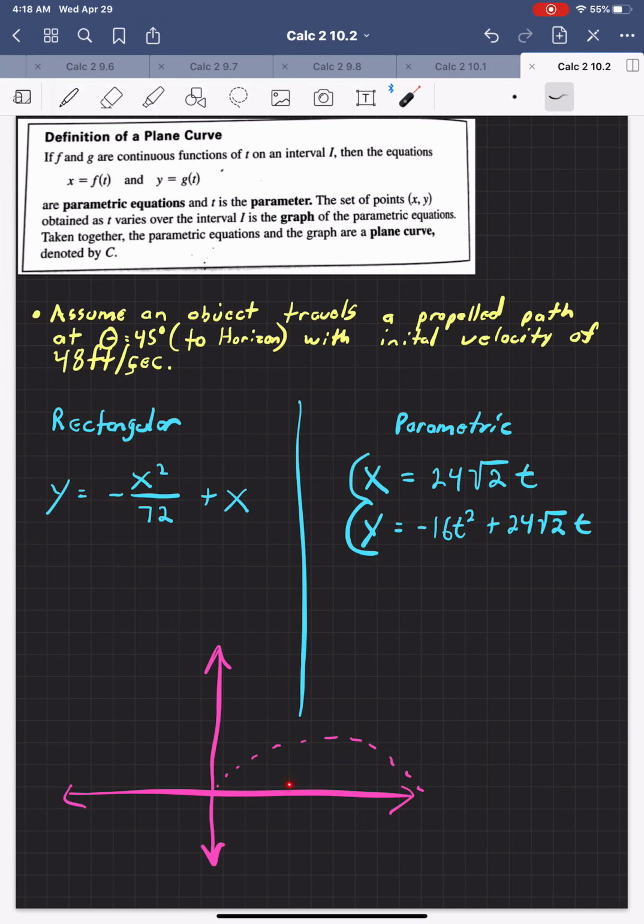That means if you plug in, right, because this is, stop being jealous of my artistic ability.